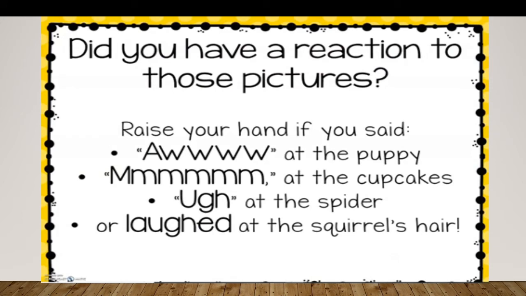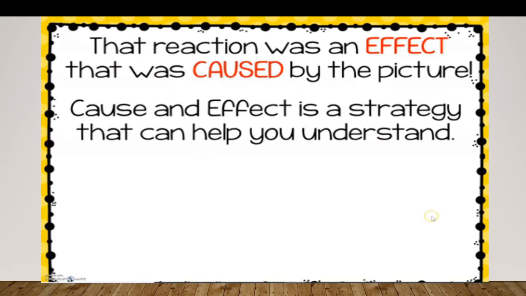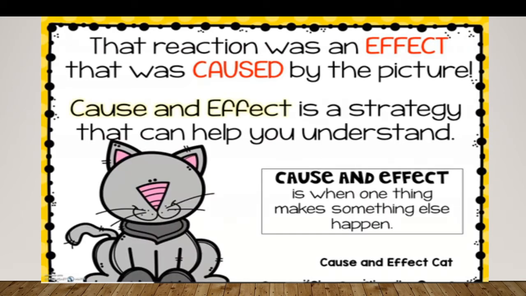So, did you have a reaction to those pictures? Raise your hands if you did. Did you say, oh, when you saw the puppy? Or when you saw the cupcakes? Or, oh, when you saw the spider? Or did you laugh when you saw the squirrel's hair? That is your reaction. And that reaction was what we call effect. That was caused by the picture. You saw the picture and then you laughed, or you made a noise. That was effect. That was caused by looking at the picture.